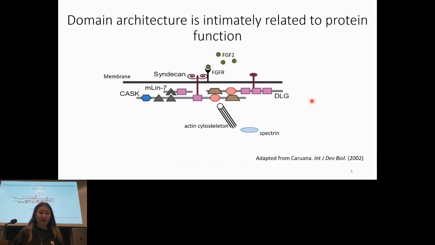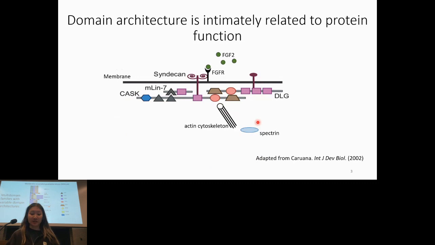And the domain architecture of a multi-domain protein is intimately related to its function. So for example, these 4 domains of the CASK protein each bind to different things. And so that makes the CASK protein a good scaffolding protein that can group these different proteins together at the cell junction. And so this modular organization of multi-domain proteins supports rapid evolutionary exploration of new protein functions.